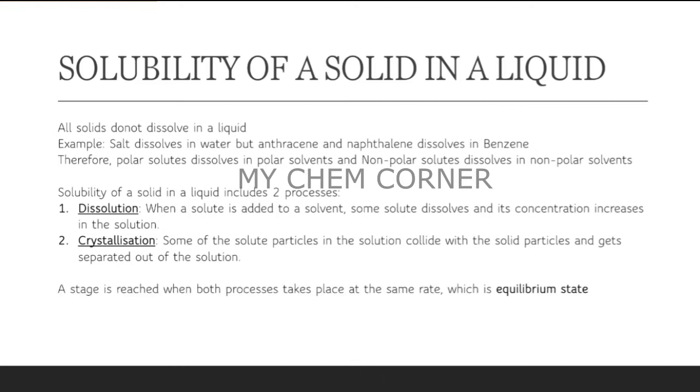Now, till when will this solubility take place? A stage will be reached when both processes take place at the same rate, which is the equilibrium state. We can also call another type of solution a saturated solution: when you keep adding solute, there will be a point when no more solute will dissolve in the solvent. Such solutions are called saturated solutions. This is one type of solution that you prepare in practicals to prepare the original solution.